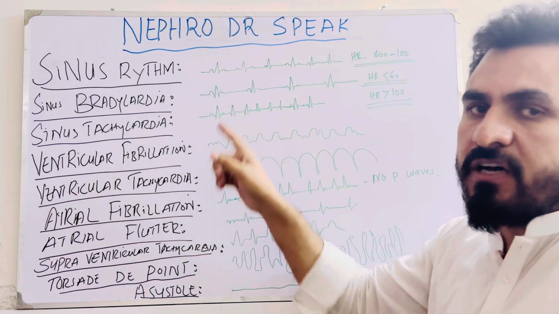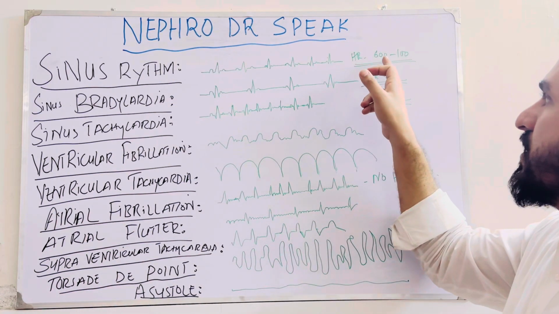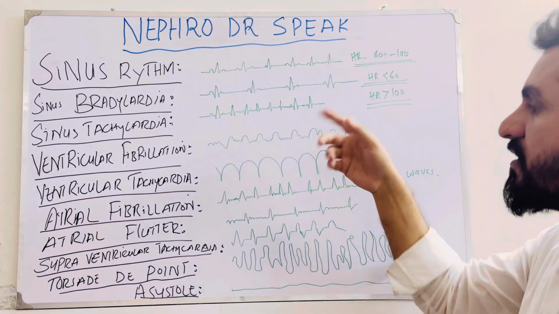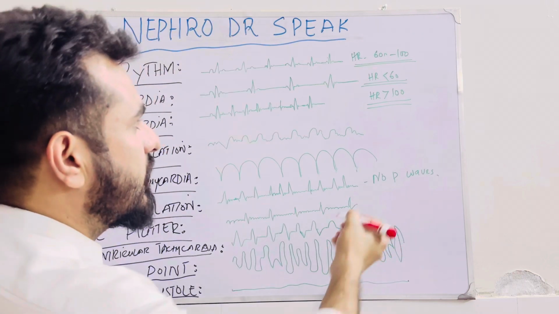Here I will draw the simple ECG rhythm. Sinus rhythm is when the heart rate is between 60 and 100. We call it sinus rhythm, which is the most normal rhythm in ECG. We call it normal rhythm.